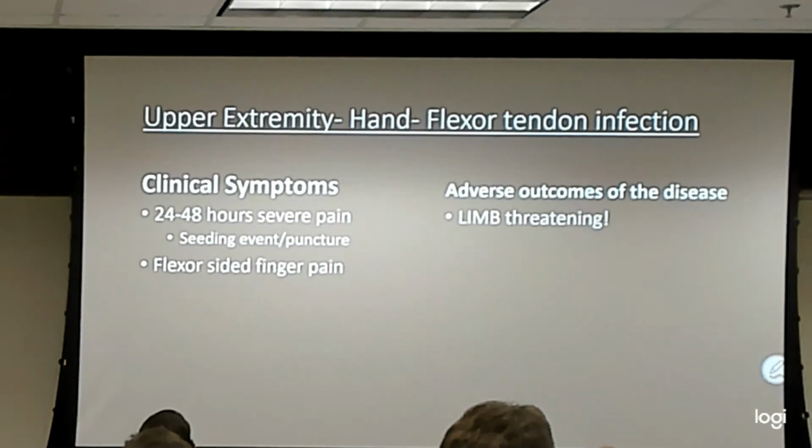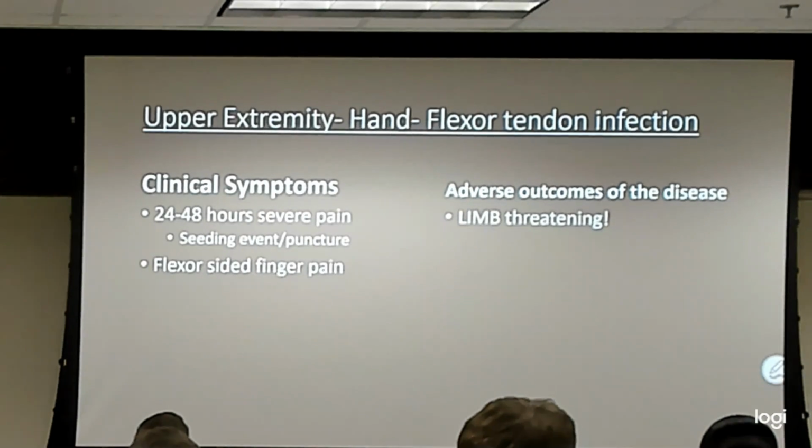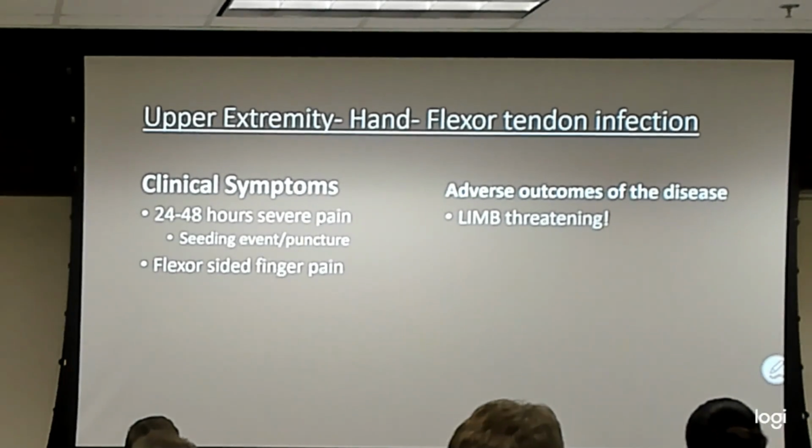So 24 to 48 hours after some kind of seeding event, like a puncture, gardening, some kind of fall, something that introduces bacteria into the flexor tendon sheath, they're going to get severe pain. It should be on the flexor side. If they have a puncture on the extensor side, my concern for this goes way down. Unfortunately, this is limb threatening. If I see this in a service member in a foreign environment, I should call for my medical friends to come and pick this person up and get them out of my AO.